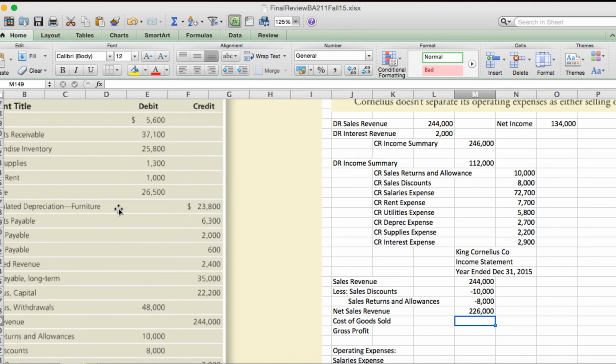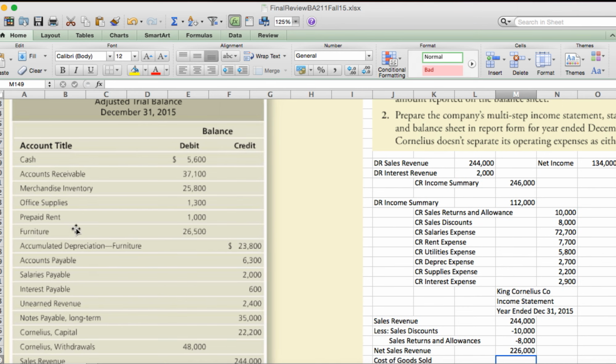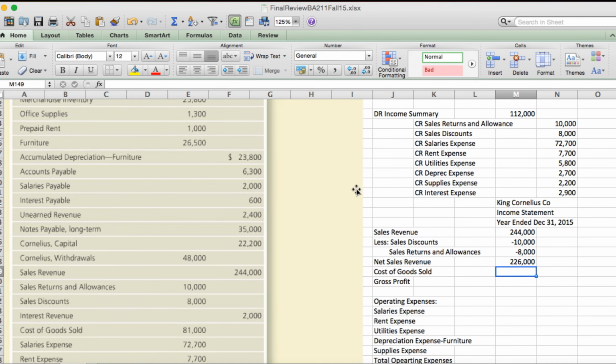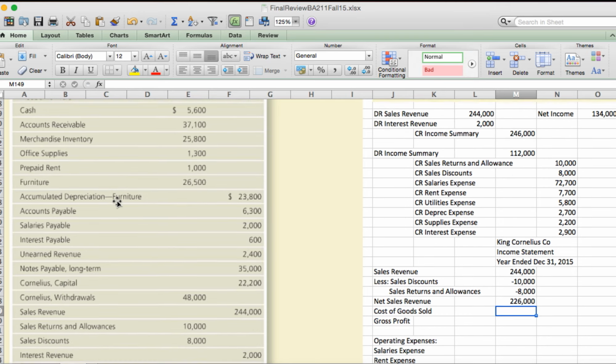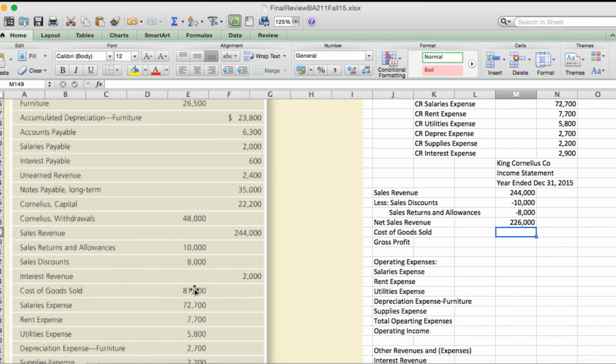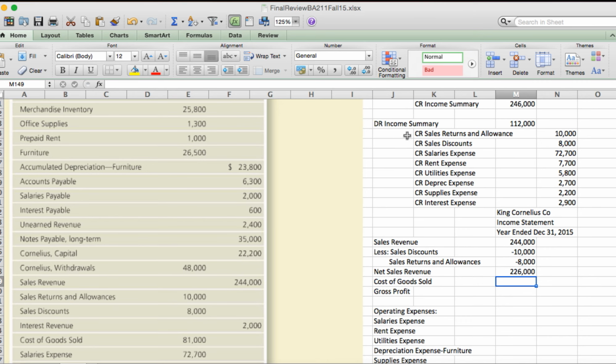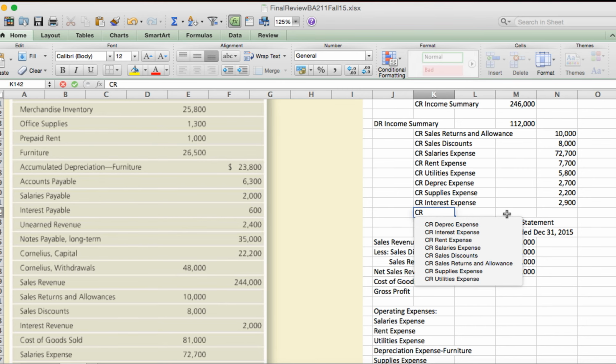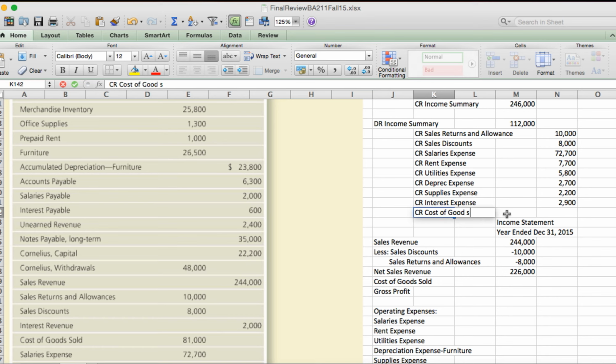Oh, but I left out cost of goods sold. Whoops. So cost of goods sold should also have been added as one of these expenses here. I just skipped over it. There it is, $81,000 cost of goods sold. So let me, that's going to change my number there.